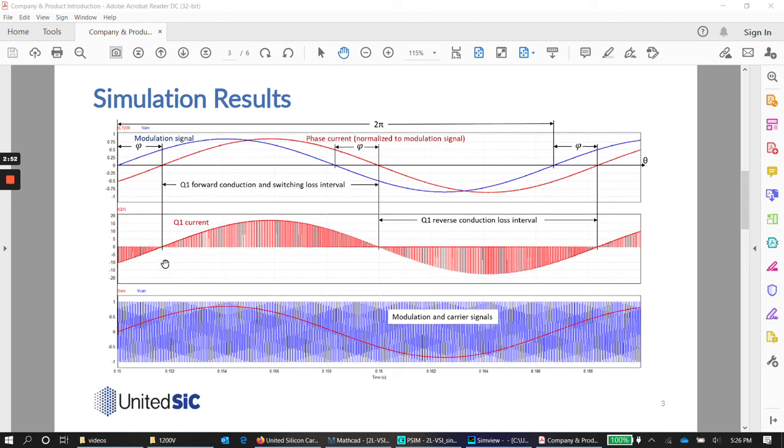So during the forward conduction portion, Q1 has switching loss, and then in the reverse conduction portion there's no switching loss because it's functioning as a synchronous rectifier. So we will calculate the average conduction loss and average junction temperature, ignoring the minute details of the circuit operation.